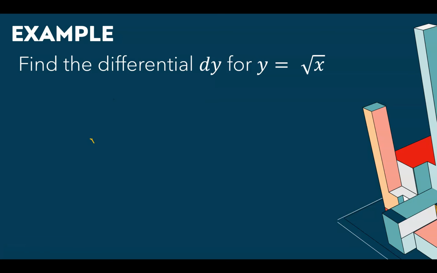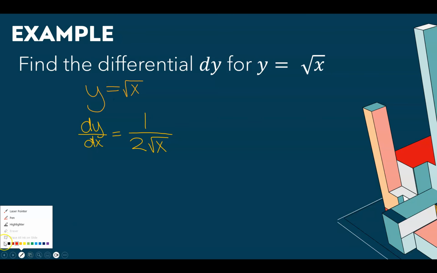So the first thing to do is find the differential dy for y equals the square root of x. And you might be thinking, well, I don't know how to do that, but you kind of already do, because if you take the derivative of y equals the square root of x, you get dy over dx is 1 over 2 times the square root of x. And when we say find the differential dy, we really do mean that dy. Remember, dy over dx is change in y over change in x. And so that's the thing we want.